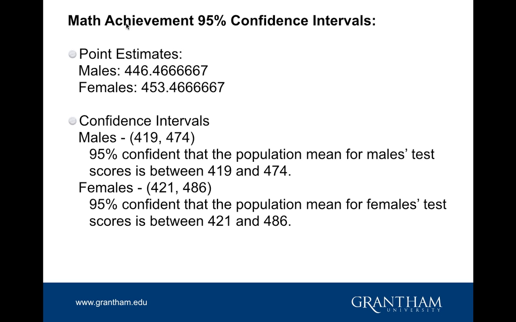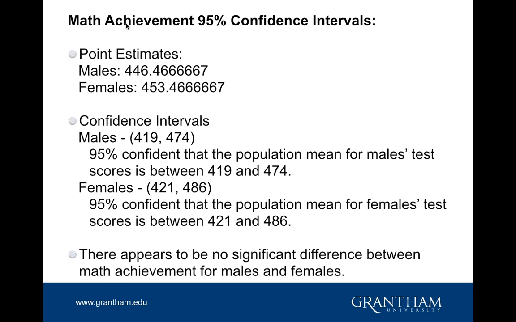Now, just going based on these two intervals, I would say that they're just about the same. I would say that there's no real basis for saying that women score higher than men, and definitely not that men score higher than women. For one, the sample is really small, and for two, the data is overlapping each other. So for the D part, I would say that there appears to be no significant difference between math achievement for males and females based on the confidence interval.